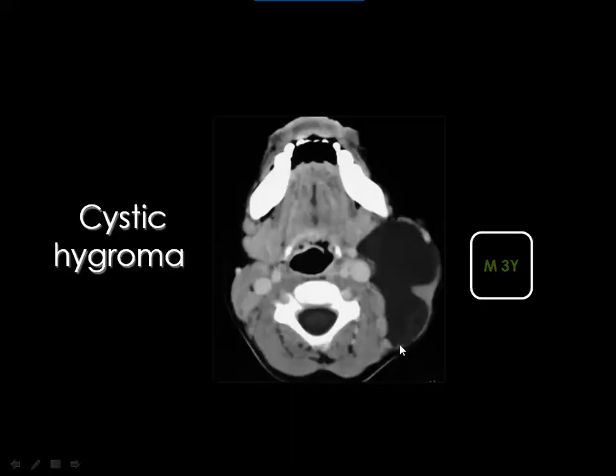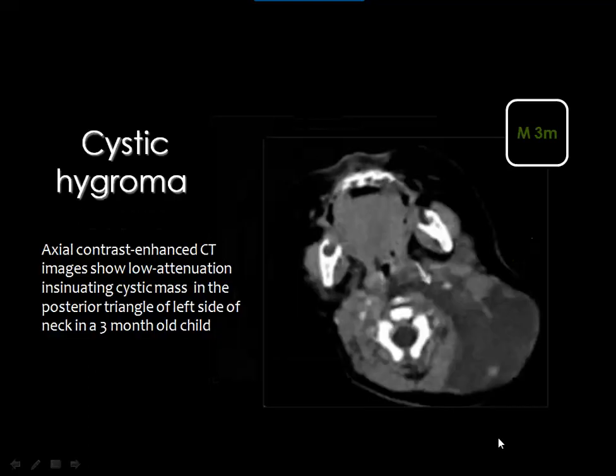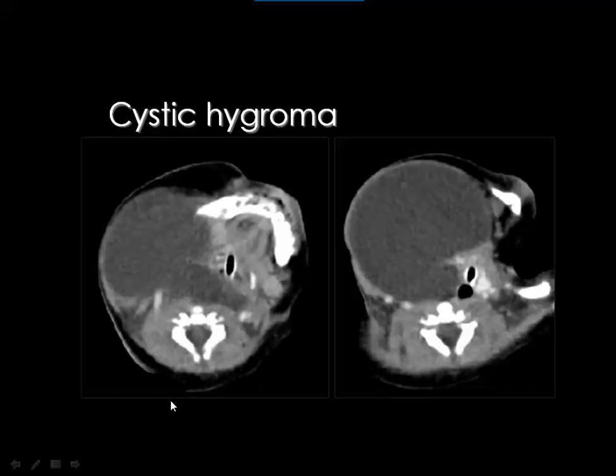And this is also a good presentation of cystic hygroma, which is a fluid containing lesion in the lateral part of the neck and is usually sizable. This is also cystic hygroma in a male infant 3 months old. You see a big lesion which is cystic, fluid containing, may insinuate itself in the facial planes of the neck and may contain internal septations.